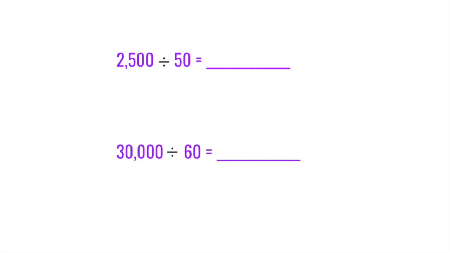Now let's take a look at what happens when our divisors also have zeros. So we still look for our basic fact, which we see 25 divided by 5. So 25 divided by 5 gives us 5. And now we have to look at our zeros. So when we divide, zeros cancel each other out. So 1 0 from the dividend will cancel out 1 0 from the divisor. But there is still one extra 0, which ends up in your quotient. So 2,500 divided by 50 equals 50.